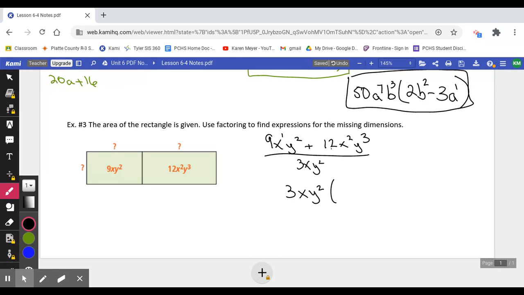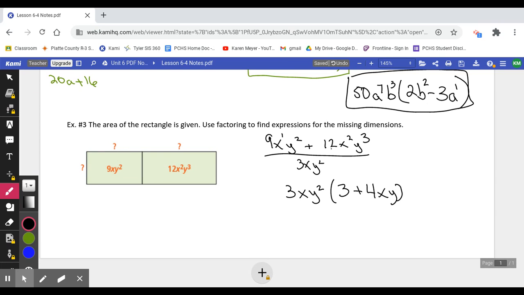So 9 divided by 3 is 3. Subtract your exponents for x's, and there is none. Subtract your exponents for y, and there is none. Plus 12 divided by 3 is 4. Subtract your exponents for x, and you get x. Subtract your exponents for y, and you get y.